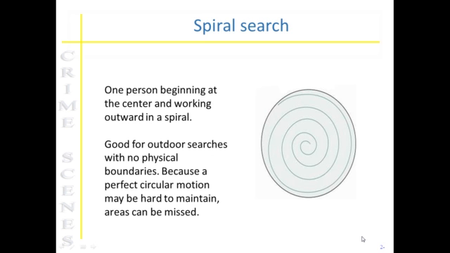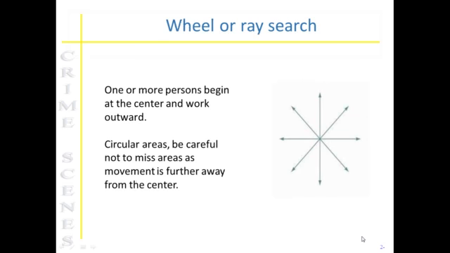Spiral searches can be done a lot of times for outdoor searches, but because you are working in more of an outward spiral type action, sometimes it's very hard to keep a perfect circular motion, so some areas could more easily be missed with this type of search. Some individuals may prefer to do a wheel or a ray search where you start at a center point and then work outwards from that.